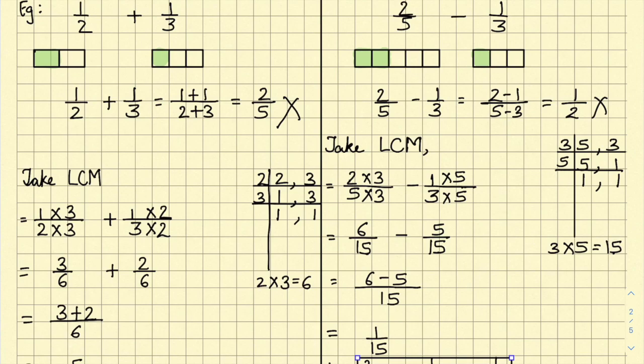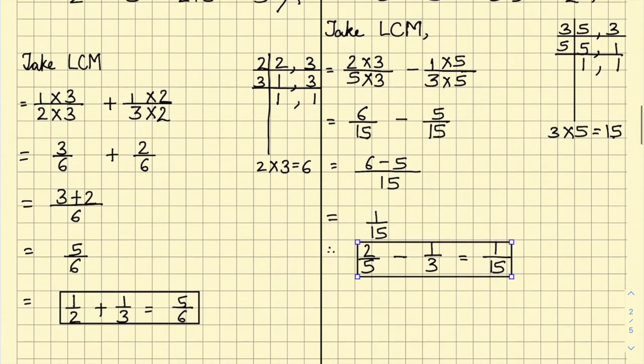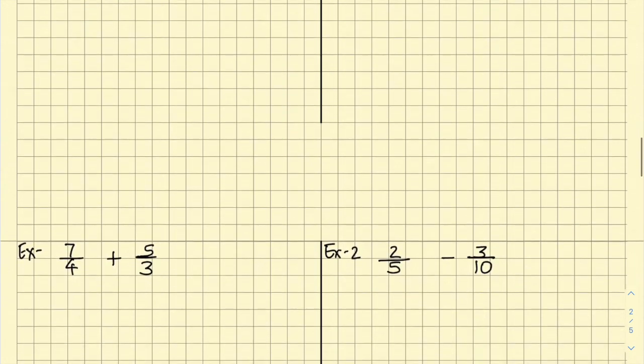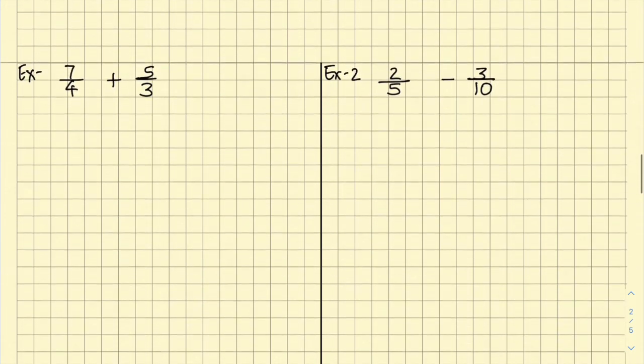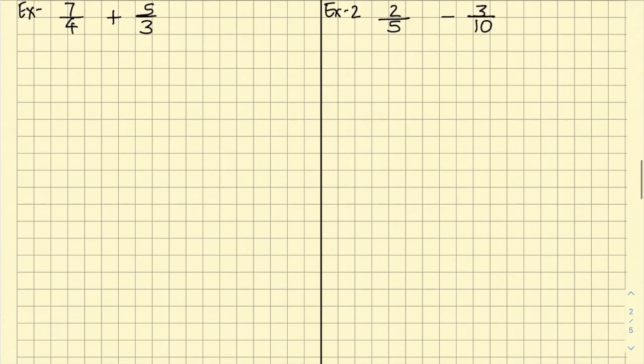Let us see some more examples. I hope you all have understood this. Now here there are two more examples where we have 7 over 4 plus 5 over 3. Here you can see the denominators 4 and 3 are different. The second is 2 over 5 minus 3 over 10. Here also the denominators 5 and 10 are different. Just pause the video for 2 minutes and solve both these sums.